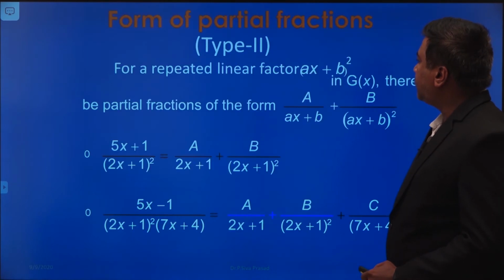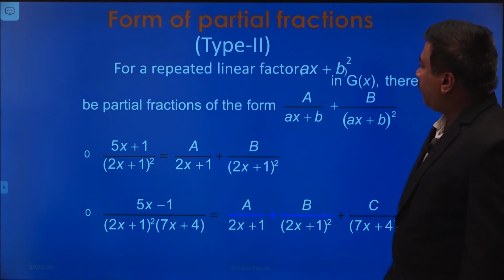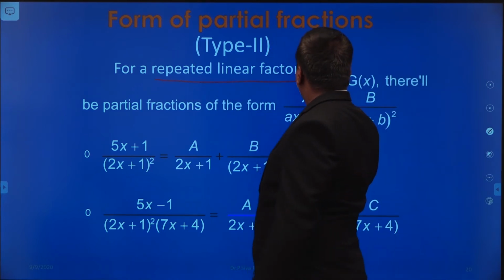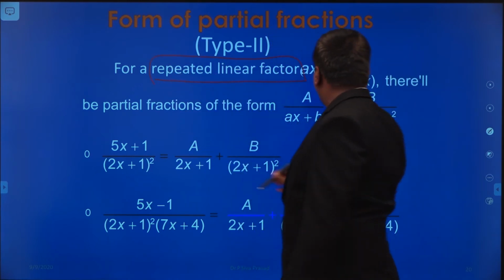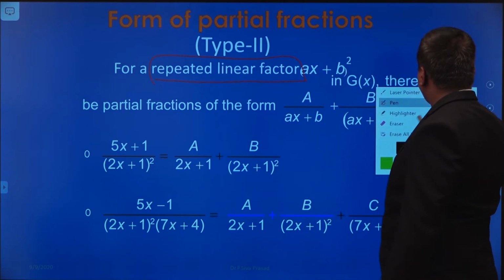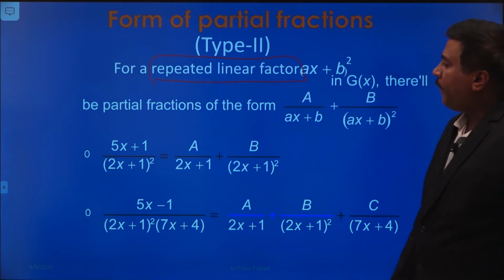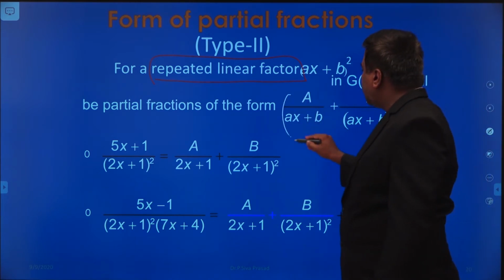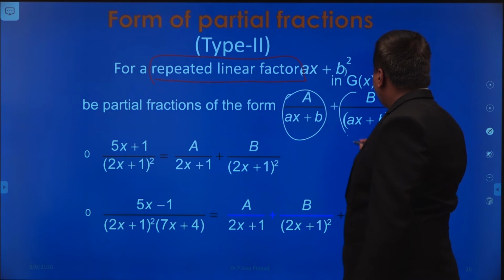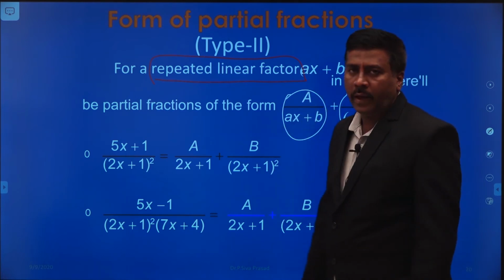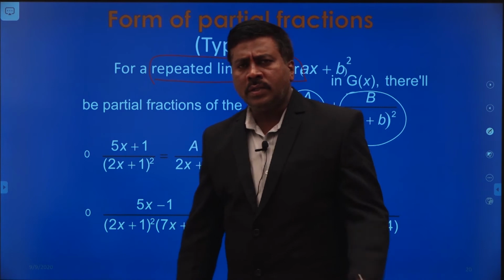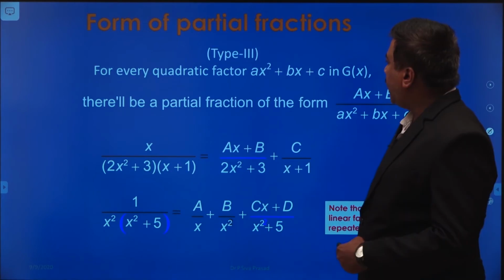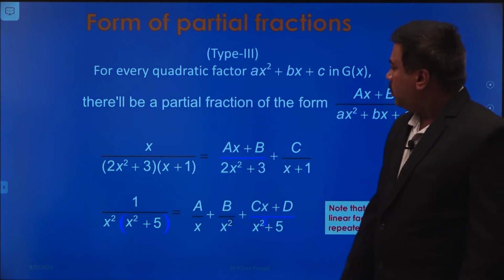And type 2 is that is to be repeated linear factors. So ax plus b whole square, ax plus b whole square. So in g of x, then the partial fractions are to be considered like this, A by x plus b plus B by x plus b whole square. And also on this concept we have to do so many problems.